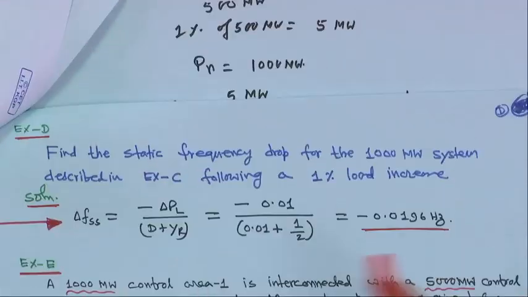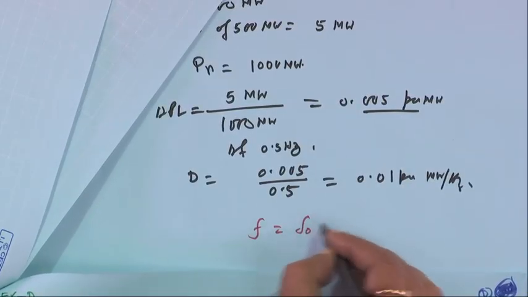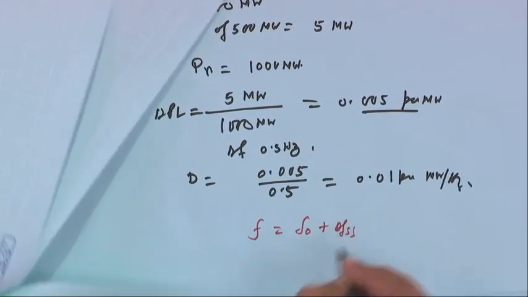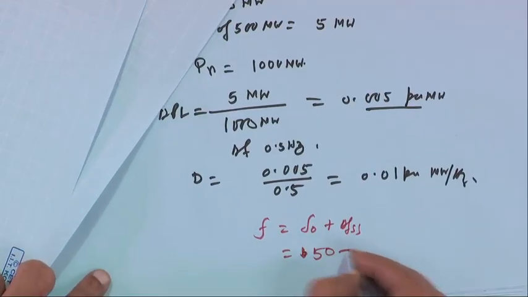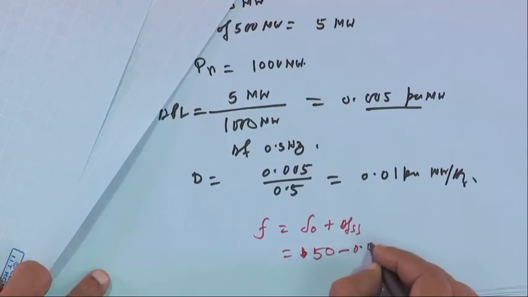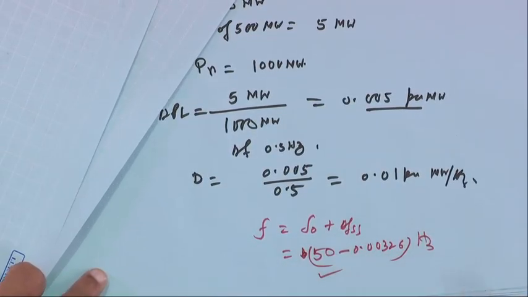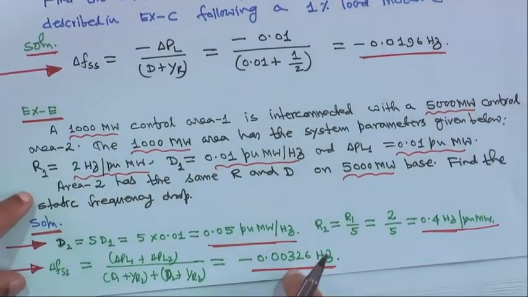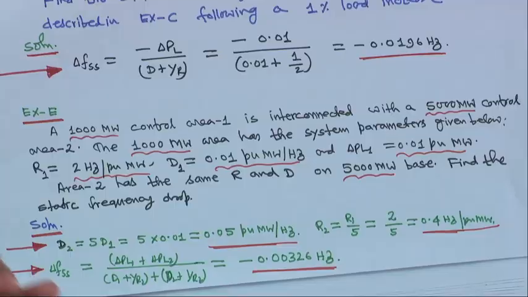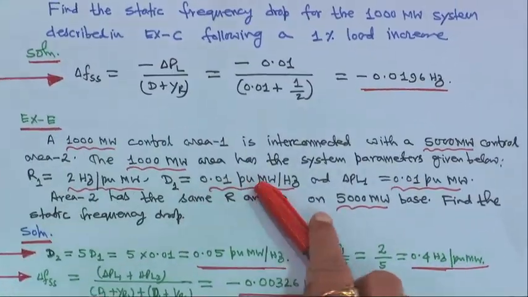That means if it is a 50 hertz system, then the system frequency will be F0 plus delta F steady state, right? That means it will be 50 minus 0.00326 hertz, whatever it comes. That will be the system operating frequency, right? And this is the steady state error of the frequency. Now these 4-5 small examples, you should go through very carefully, right?